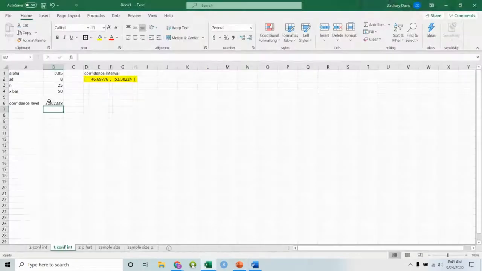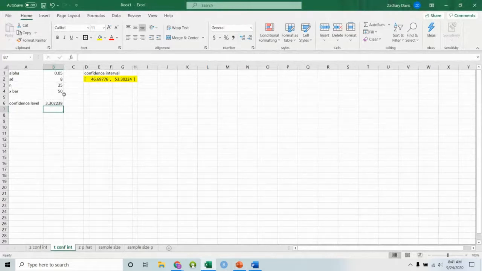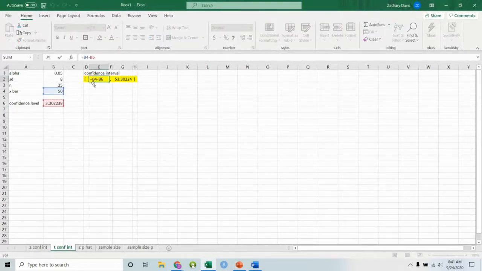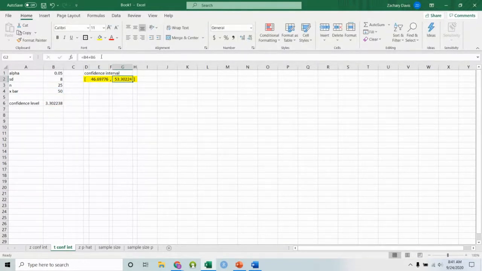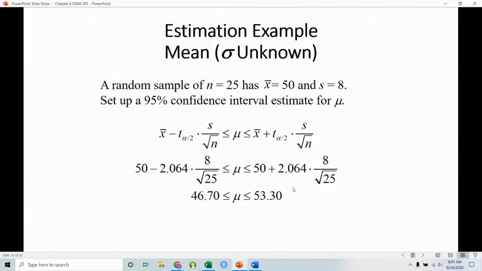So that gives us our confidence level that we can subtract from our mean. So you can see that our lower bound is our mean minus our confidence level, and our upper bound is our mean X bar plus our confidence level. And it gives us these same values, and that way you don't have to manually calculate it out.